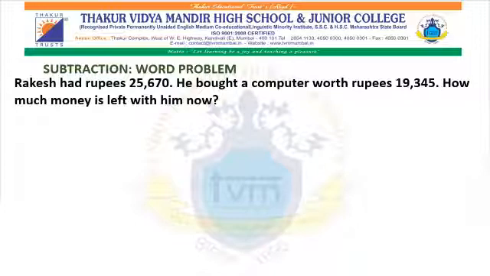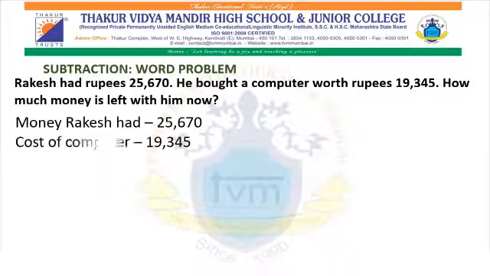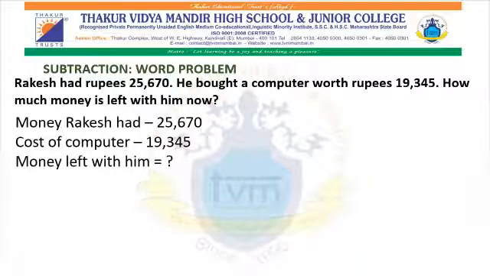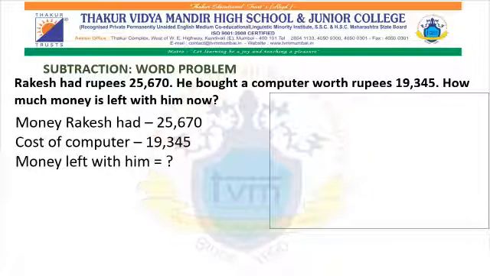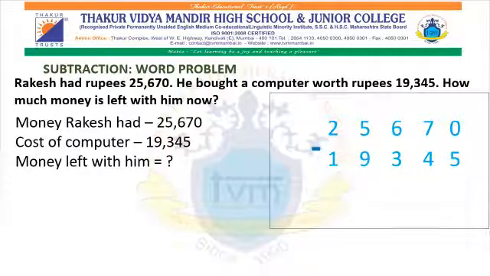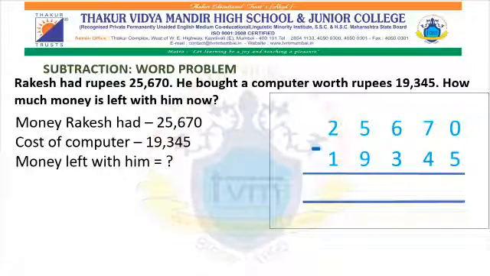First, we will start with the first statement. Money Rakesh had, that is 25,670. Cost of computer 19,345. We are supposed to find out money left with him. We'll frame a box, write the first number, that is 25,670 minus 19,345. Now let's start the solving.